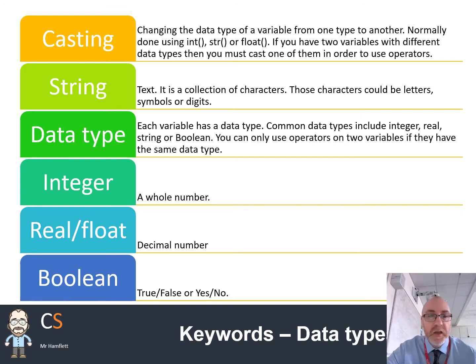Data type is a type of data, so every variable will have a data type, and that will be, I don't know, string, integer, real, Boolean, you get the idea. Integers, whole numbers, you know that from maths. Floating point or real numbers, they mean the same thing, and essentially that's when it's a decimal number. And then Boolean will be true or false.